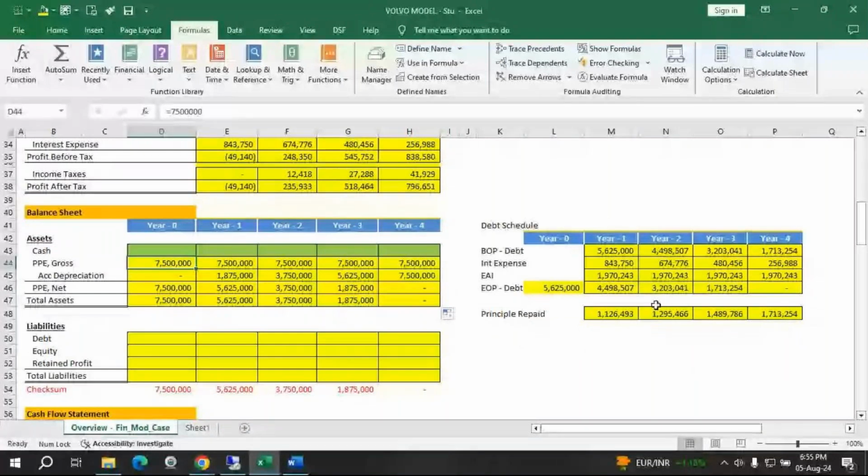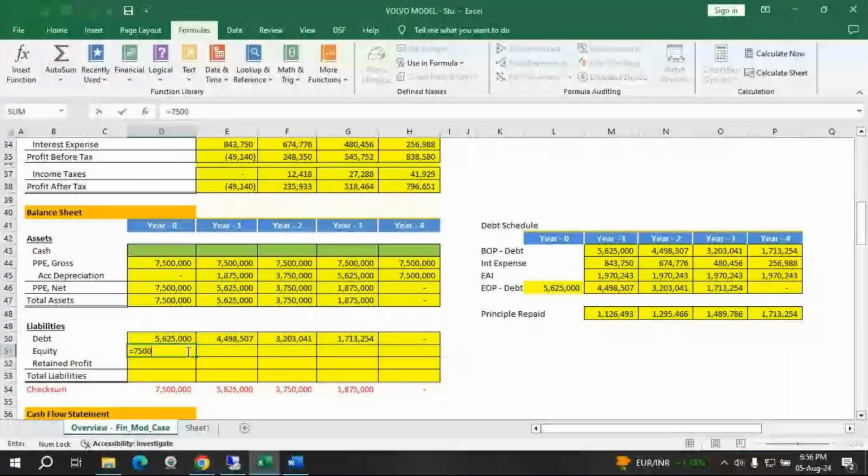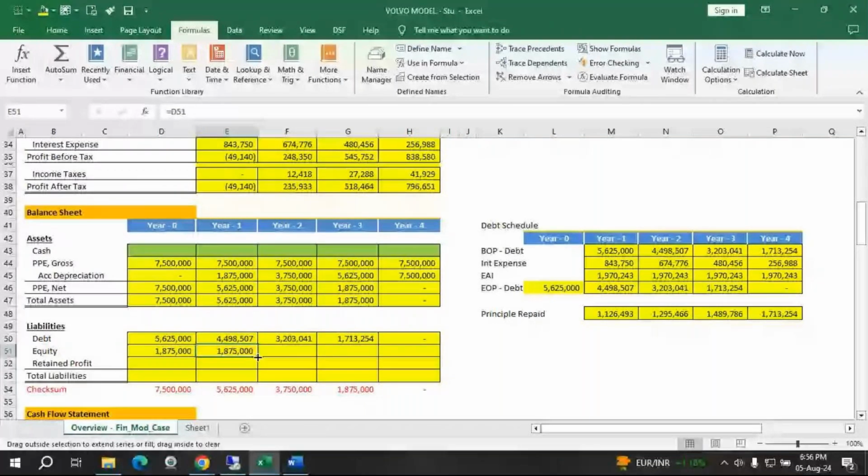Done, ma'am. Okay, so now let's calculate the liability side. Equals the debt amount, so I'm going to bring this value. Next, equity. If I'm taking a 75% loan, 25% will be my equity: equals 75 lakh into 25%. This will be my equity, and this is going to remain the same for every year, that is 18 lakh 75,000 equity.